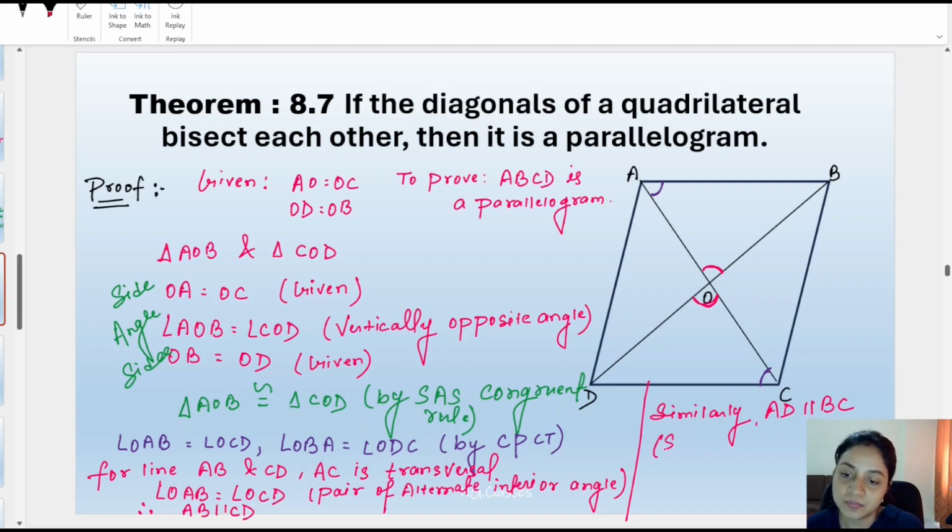since triangle AOD must be congruent with triangle COB, and therefore ABCD is a parallelogram, because if opposite sides of a quadrilateral are parallel to each other, then it must be a parallelogram, and hence we are done with the proof.